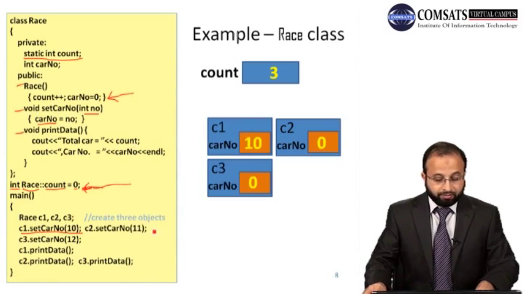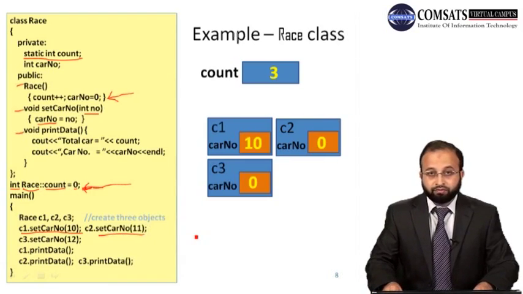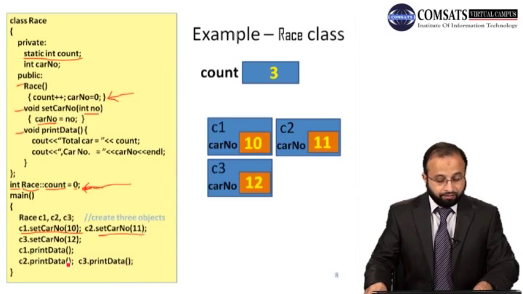And then in the second statement, the same function will be invoked with the object C2, and we are passing a value 11 to it. So what this function will do, it will assign the value 11 to the private data member car number of object C2. And then similarly, set car number is invoked with the value 12 with the object C3. So C3 के जो private data member है car number, उसको value 12 assign हो जाएगी. It's like this, right?